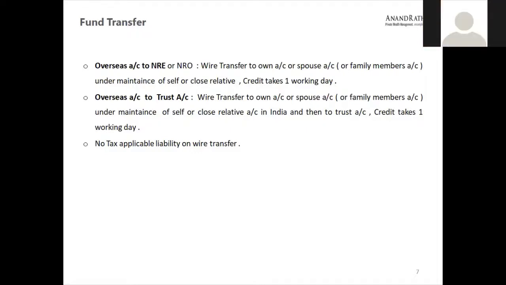Interesting. Okay. So when you say family members, which family members? Sir, this is where we would like to know the structure. I think that is more suitable for one-on-one. Let's move on.